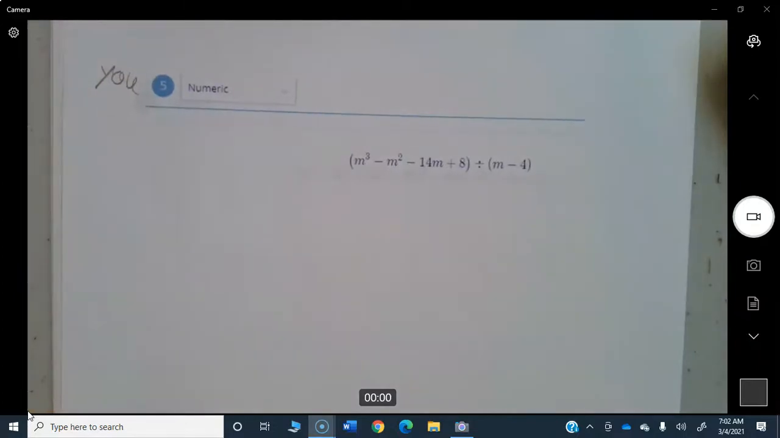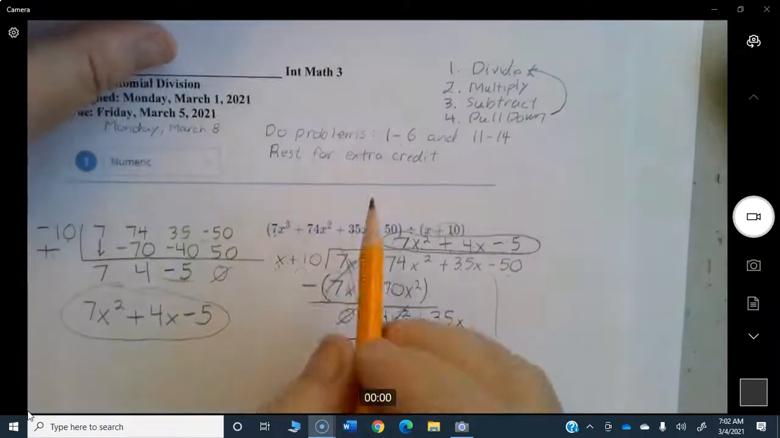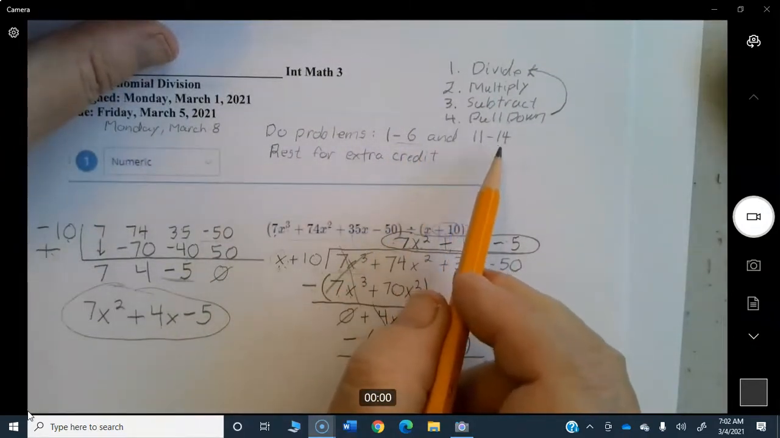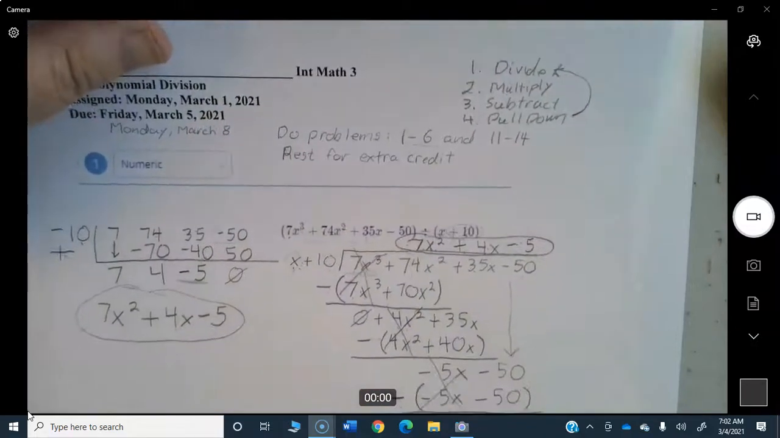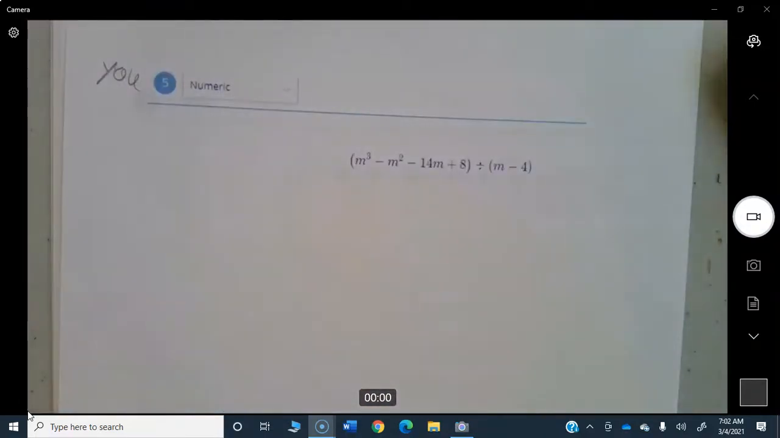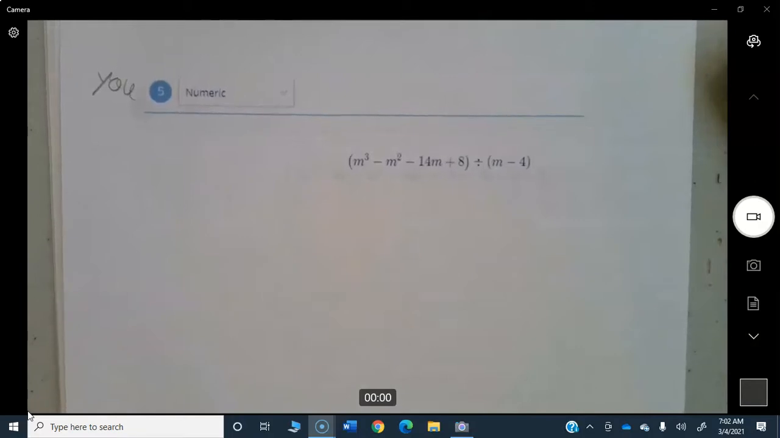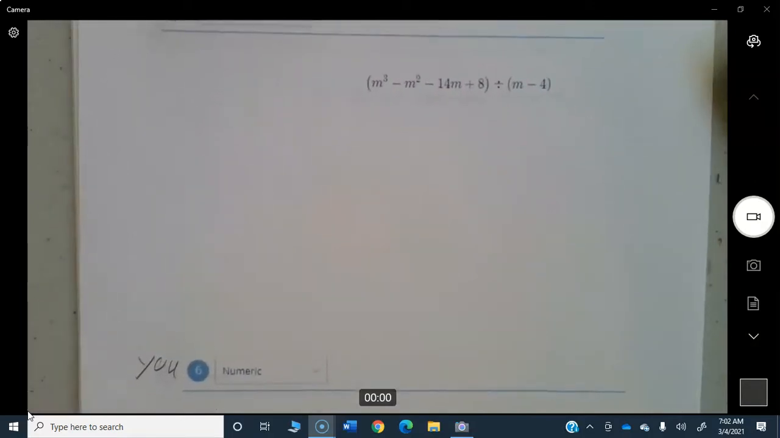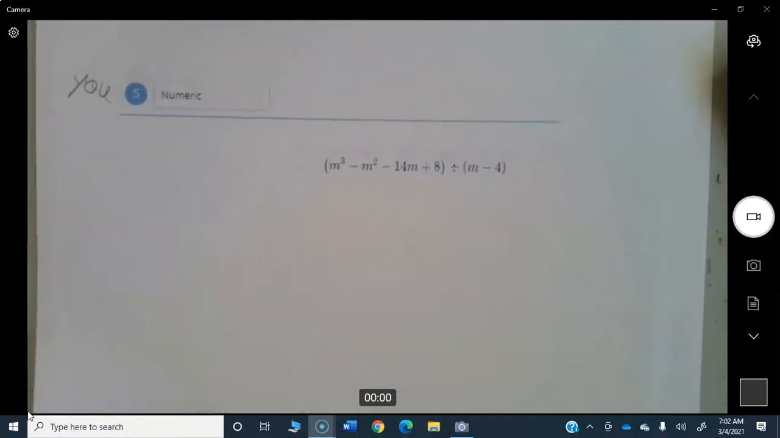All right, and then what we said we're going to do after we've done 1 through 6 is we're going to go to 11 through 14. I'm going to do 11 and 12. You're going to do 13 and 14. They're not much different than what we did here, just a slight difference, okay? So you're doing 5 and you are doing 6. All right, let's keep going.